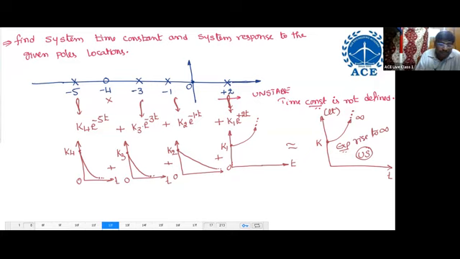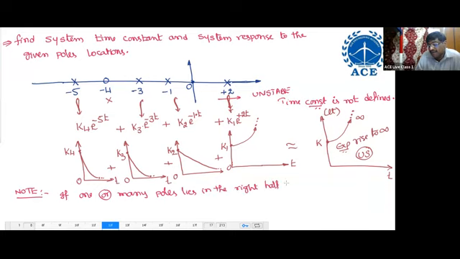So notice what? If one or many poles lie in the right hand side, in the right half of the S plane, on the real axis, then the system response is exponential rise to infinity.